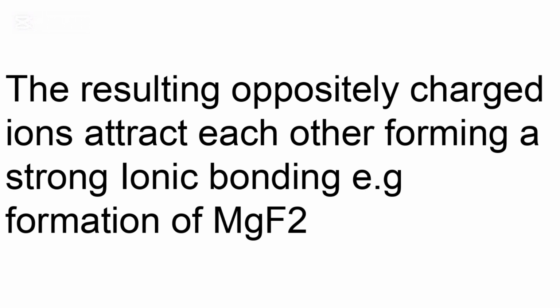For example, the formation of magnesium fluoride. Magnesium is a metal, fluorine is a nonmetal. Therefore, magnesium loses electrons while fluorine gains the electrons, and therefore they become oppositely charged, and then the attraction between the opposite charges is what comprises the ionic bonding.